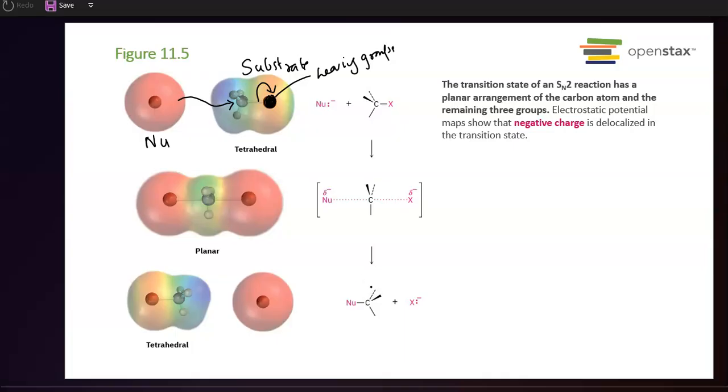Everything happens in a single step. That explains why our reaction has second order kinetics: in a single step, both the alkyl halide and the nucleophile are important. This is not happening in two steps; it's happening in one single step, where the rate of the reaction depends upon both the concentration of the nucleophile and the concentration of the alkyl halide. So that's the SN2 reaction.